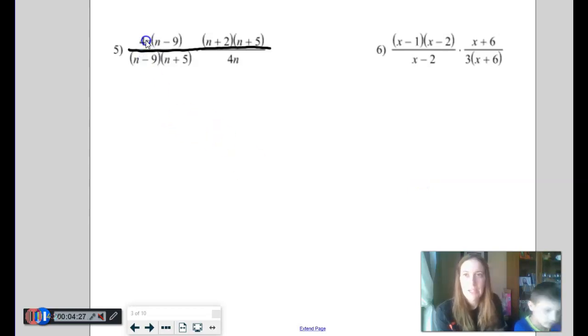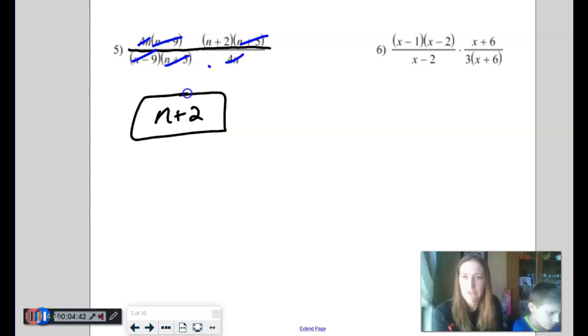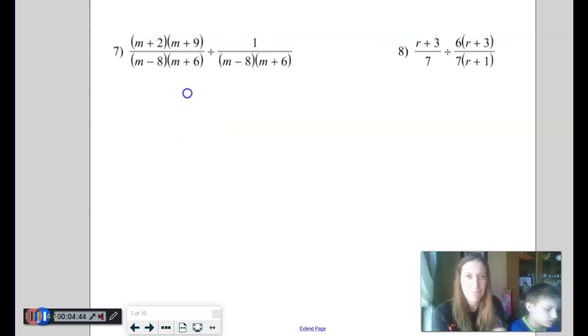Twins only, okay? So 4n and 4n are going to cancel out. n minus 9, n minus 9, n plus 5, n plus 5, and all you have left is an n plus 2. And if you wanted to get weird and say it was over 1, you can, but n plus 2 is the final simplification there on that question.